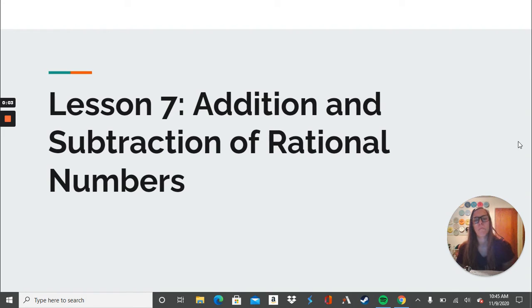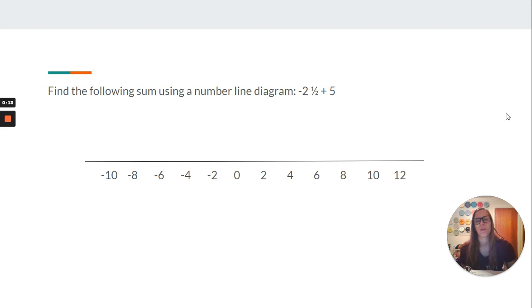Lesson 7 today. We talked about addition. We talked about subtraction. Now we're looking at them together. So lesson 7 is addition and subtraction of rational numbers. It says find the following sum using a number line diagram.